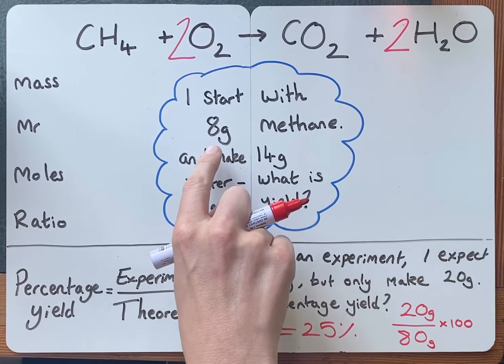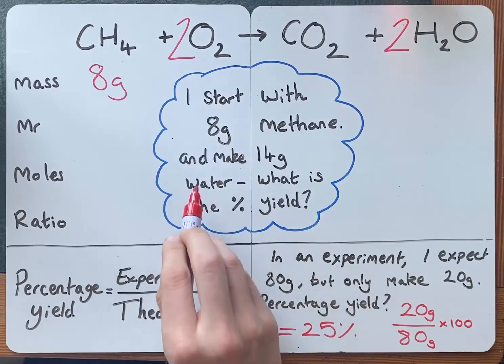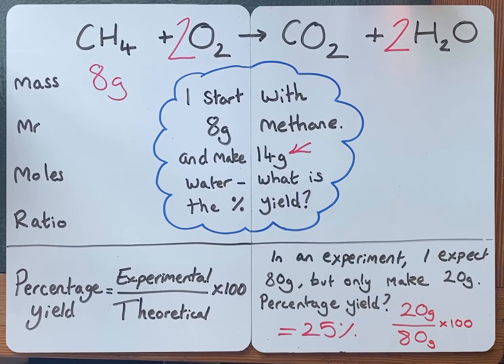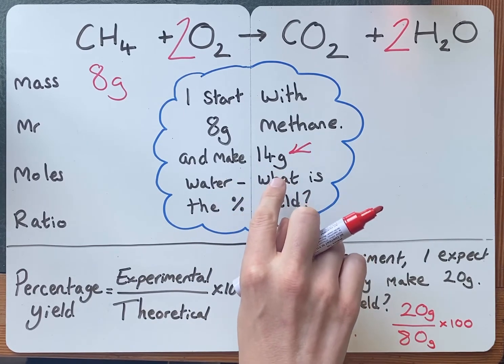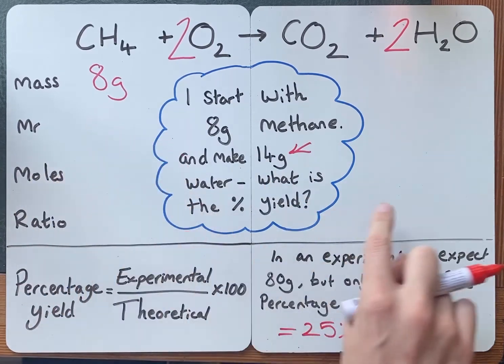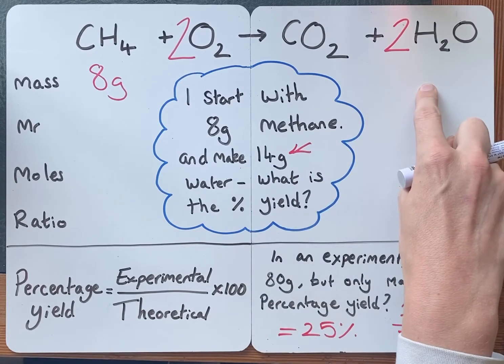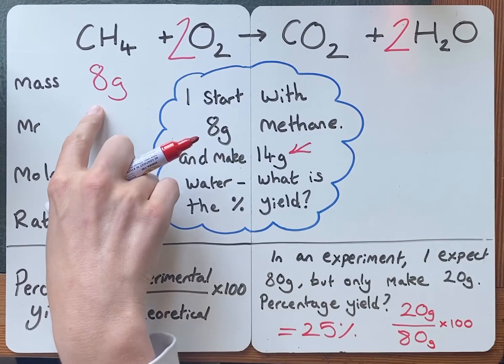This is what I start with, 8 grams of methane. I make 14 grams of water. That is my experimental yield. That's what I actually obtained when I conducted the experiment. Now I need to use the 8 grams of methane to work out my theoretical yield. I have my experimental, I need to work out my theoretical using a reacting mass calculation. I start with my 8 grams.